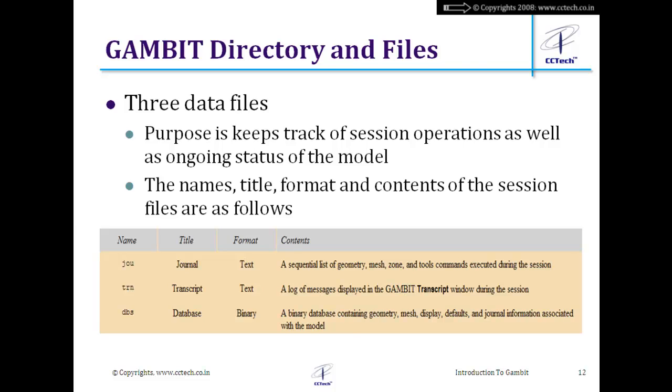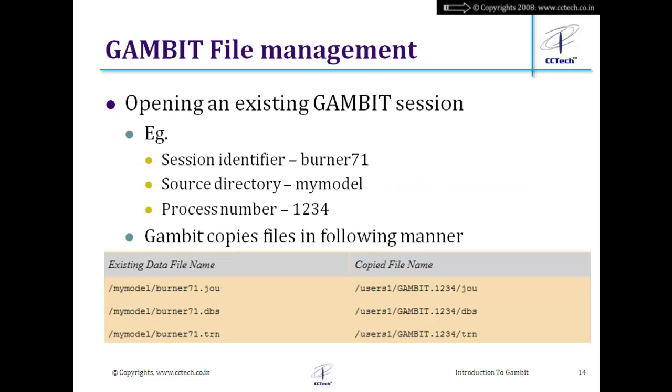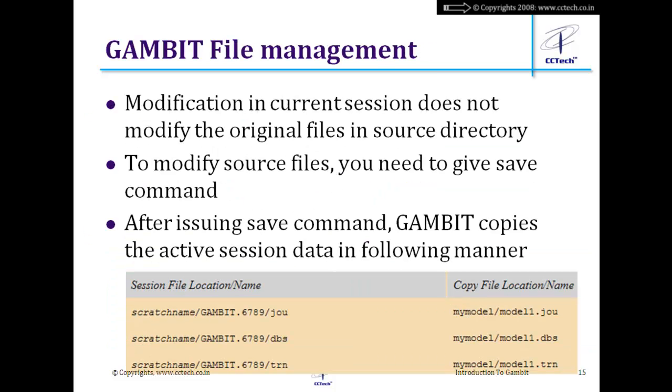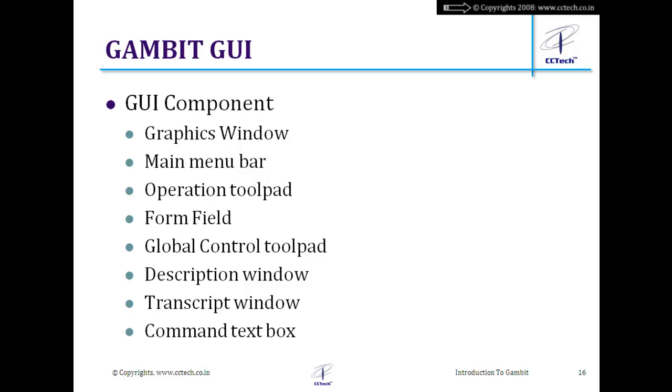So there are three files associated with Gambit. This is about what happens if you are going to copy the files from one location to another location. So I hope that you are clear about the working directory and the files associated with Gambit.